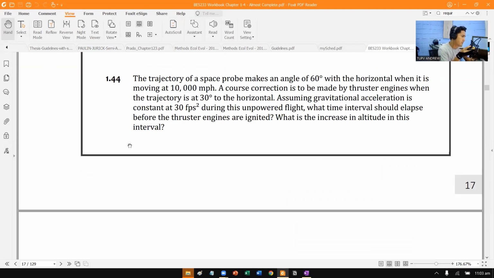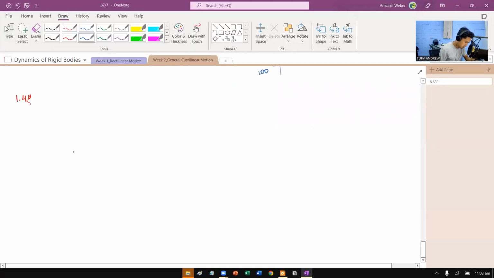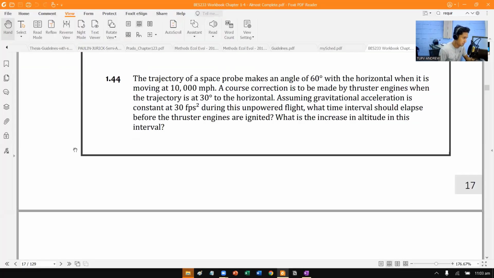So first, the trajectory of a space probe makes an angle of 60 degrees with the horizontal when it is moving at 10,000 miles per hour. With the horizontal means in reference to the horizontal. So initially the probe starts at 60 degrees, 10,000 miles per hour.